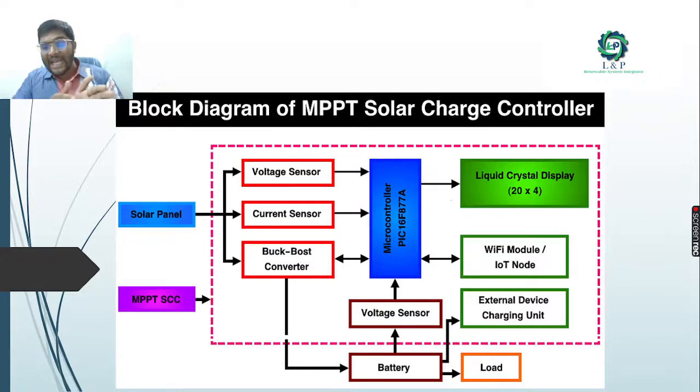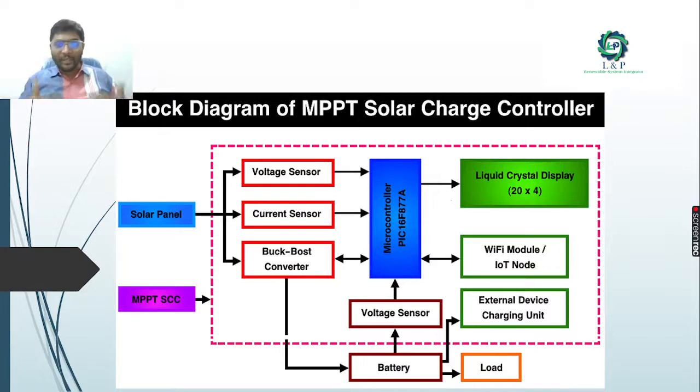And for the enhancement, even for the battery we have a voltage sensor. There, only for the solar panel we have a voltage sensor, but in the case of an MPPT solar charge controller, we have a voltage sensor for batteries also, for efficient operation, and for the external device charging unit we are taking power from the battery. Apart from it we have a Wi-Fi module, IoT nodes, and for clarity we have LCD displays also in the MPPT.